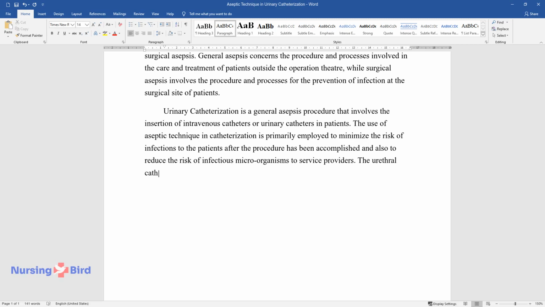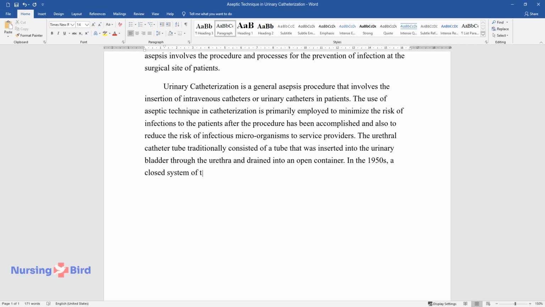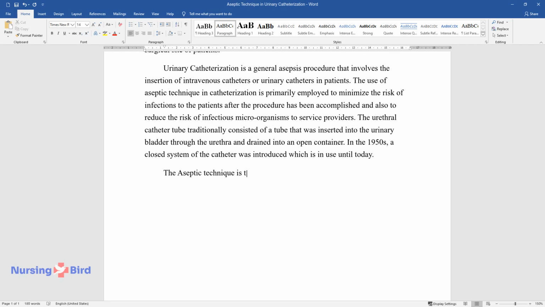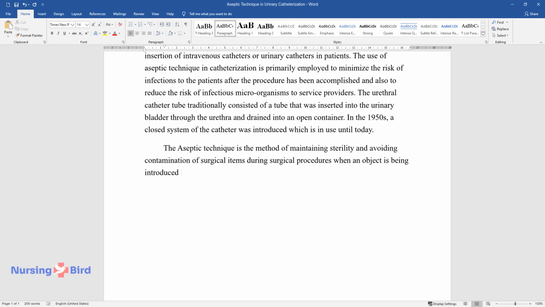The urethral catheter tube traditionally consisted of a tube that was inserted into the urinary bladder through the urethra and drained into an open container. In the 1950s, a closed system of the catheter was introduced which is in use until today. The aseptic technique is the method of maintaining sterility and avoiding contamination of surgical items during surgical procedures when an object is being introduced into the body.